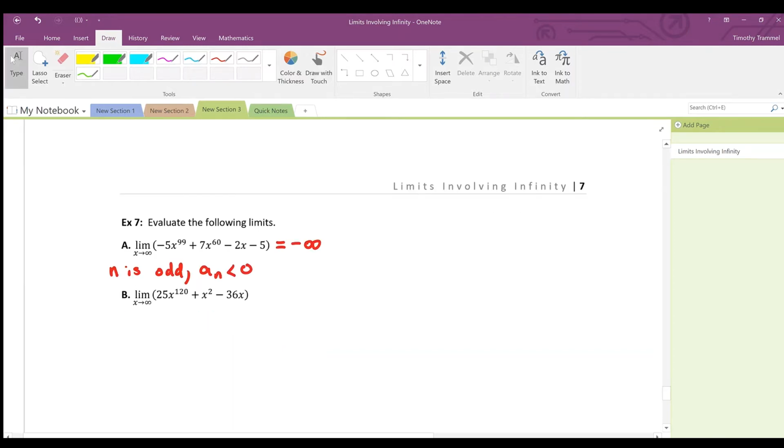And let's try one more. This time we have a positive coefficient, so the n here and the a sub n are the opposites. The a sub n is positive and n is even. And what that tells me is that this is going to have the same end behavior as x squared. And I know that as x goes to infinity, x squared also goes to infinity.